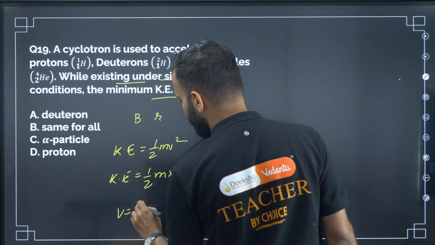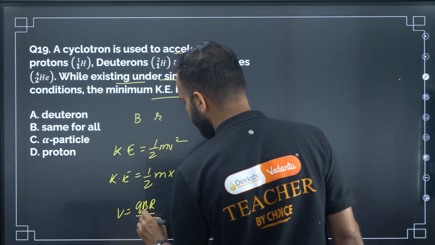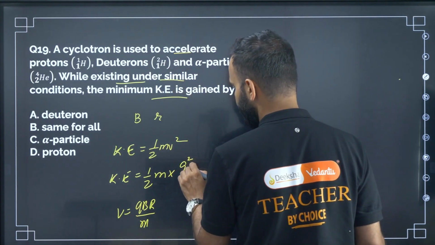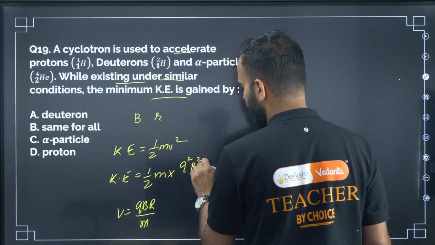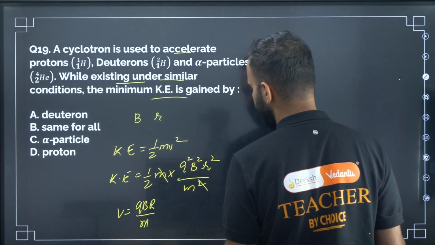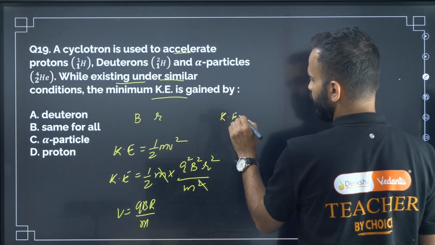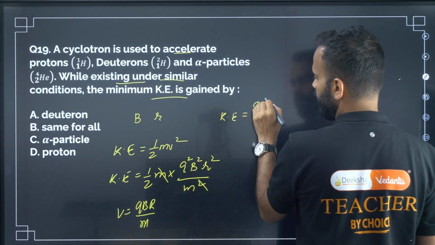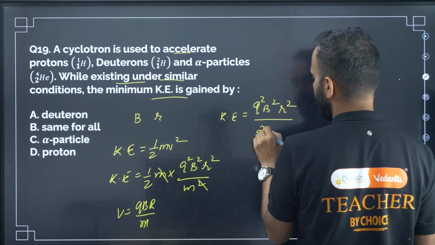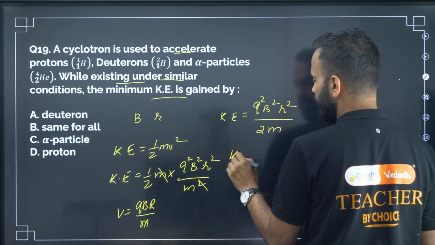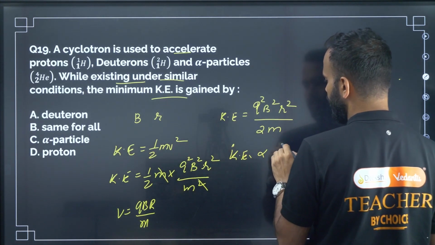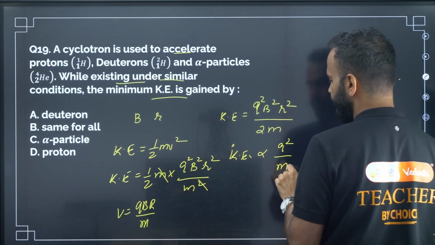V equal to qBr divided by m, right? Now q square B square r square divided by m square, right? m will get cancelled. Kinetic energy is equal to q square B square r square divided by 2m. Okay, from this I can conclude that kinetic energy is directly proportional to q square divided by m.